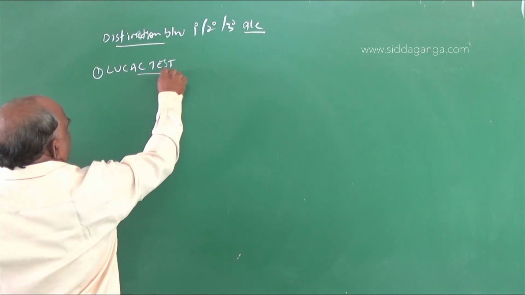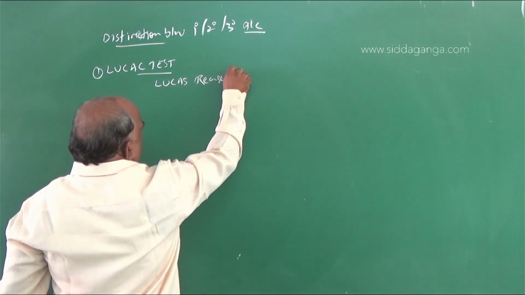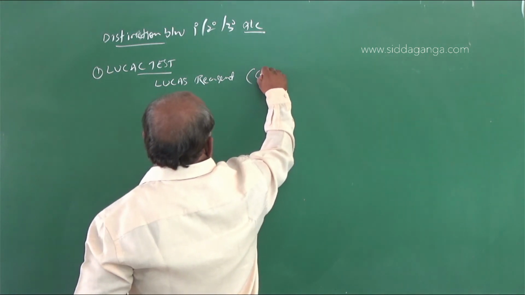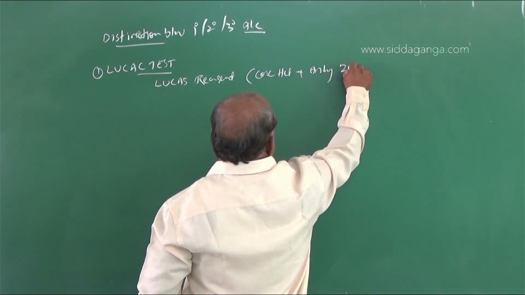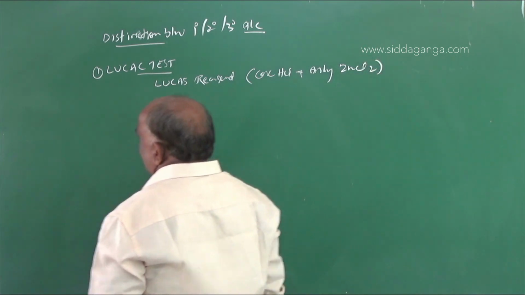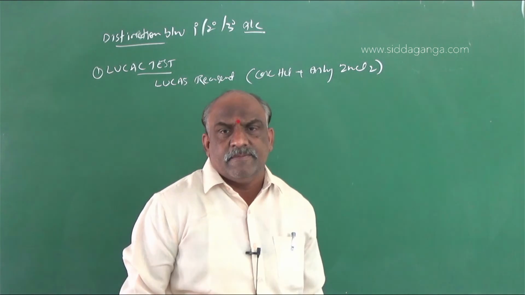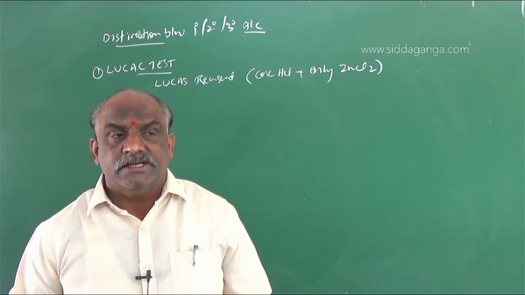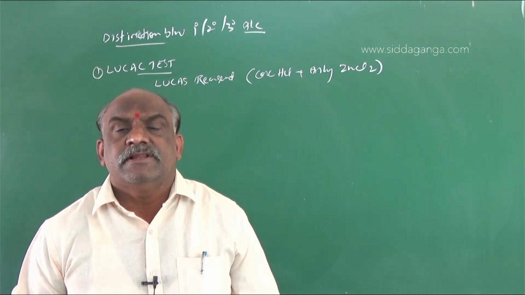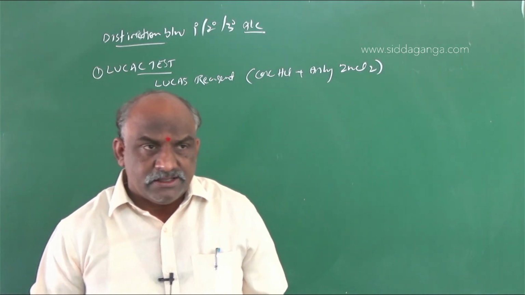Very important. What is Lucas reagent? Hydrochloric acid plus anhydrous zinc chloride. Make a note, this is very important. Concentrated hydrochloric acid plus anhydrous zinc chloride is called Lucas reagent. Then what happens when this Lucas reagent is treated with different types of alcohols?